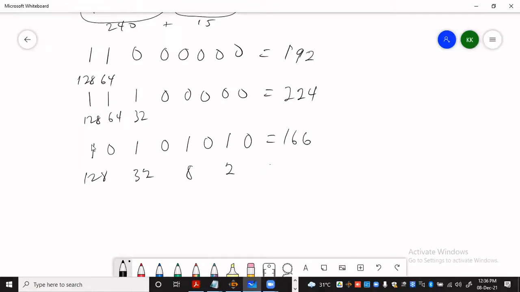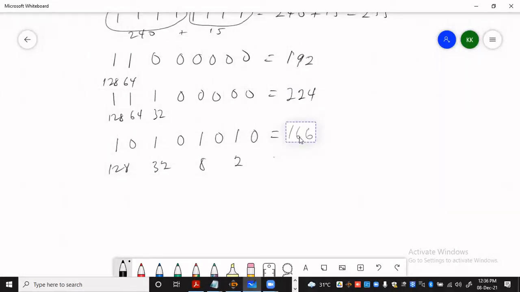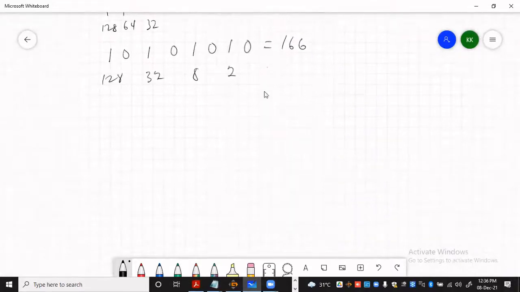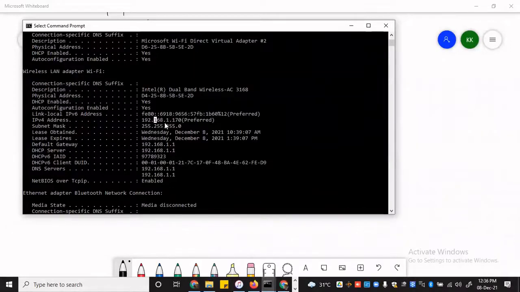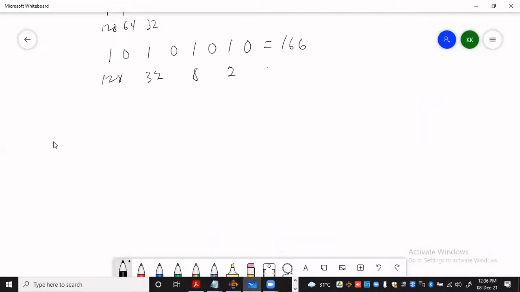All right. Since you understand this concept very well, let's start introducing IP addresses. So here's an IP address. On my computer here, I had 192.168.1.170. Now convert all of this to binary.